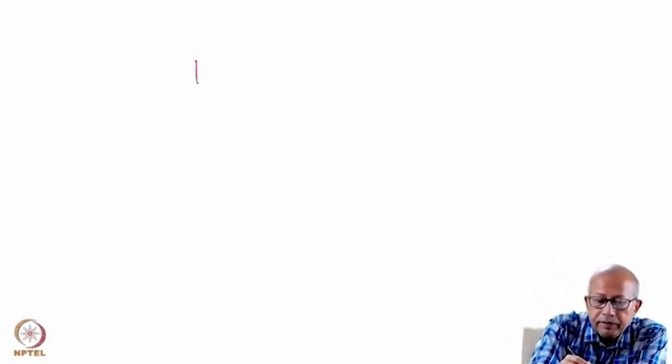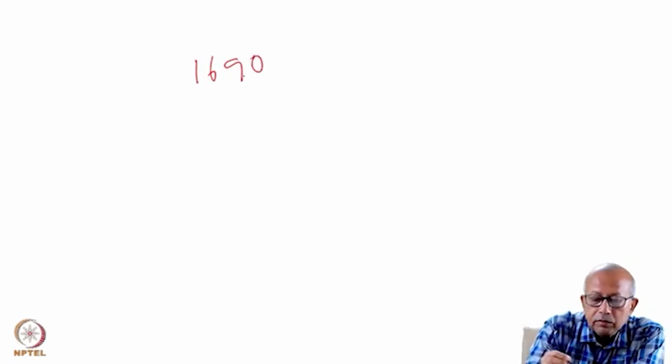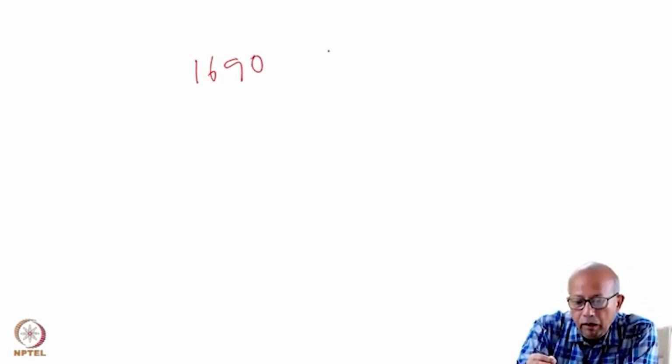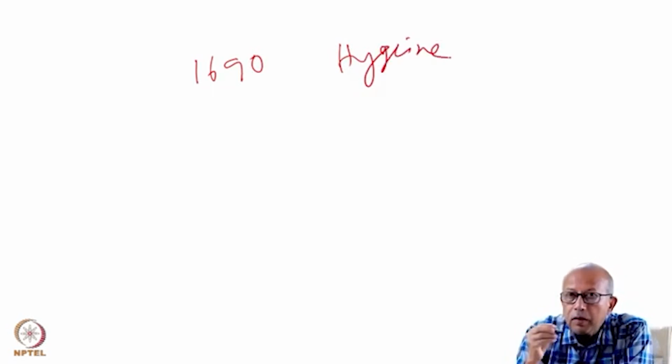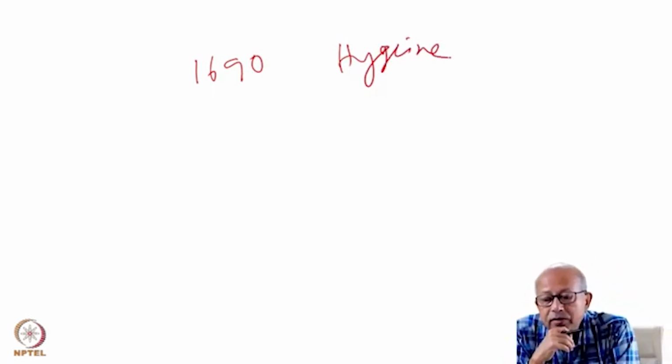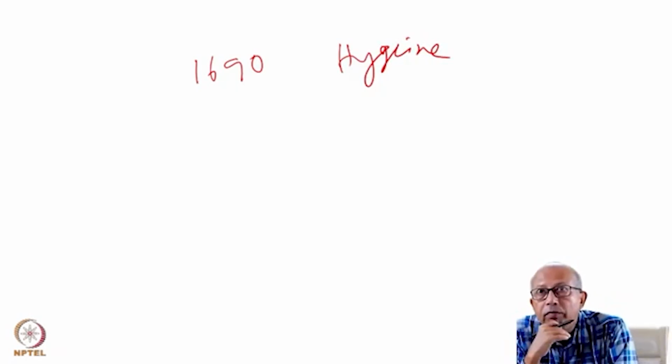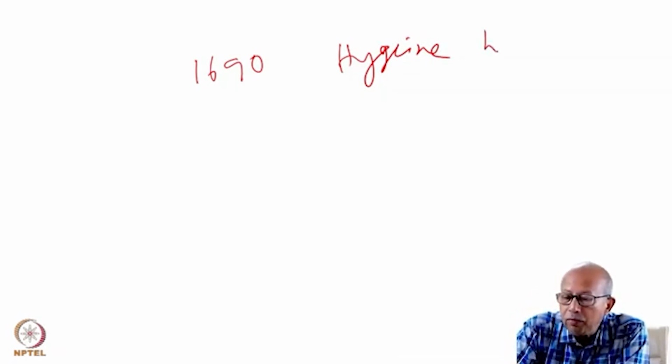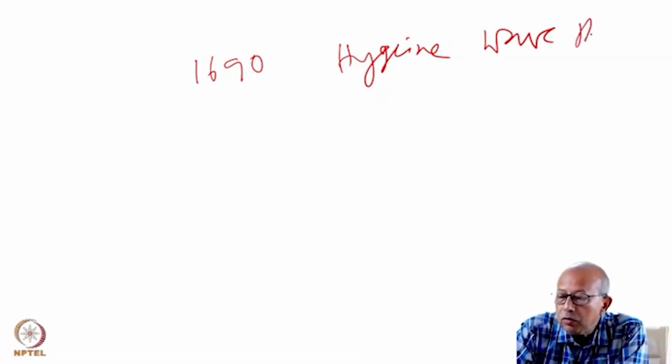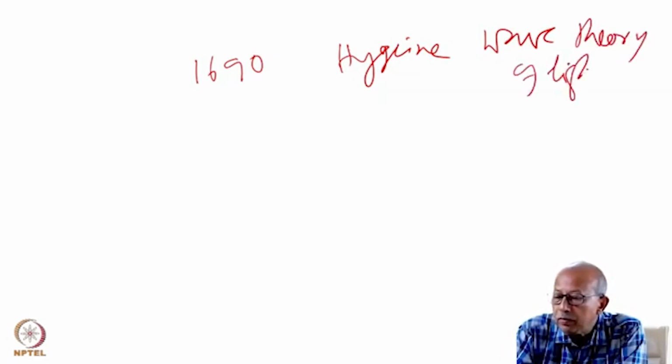Late 17th century, in 1690 to be more specific, a Dutch physicist, Huygens, suggested that light travels as a wave, which is popularly known as the wave theory of light.